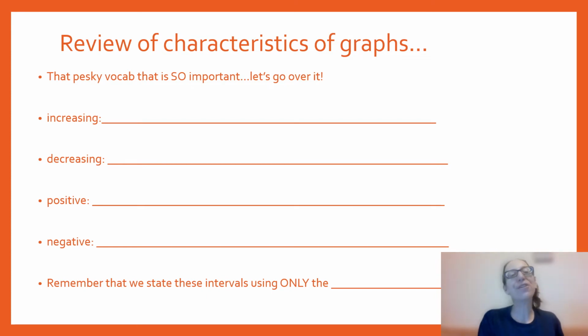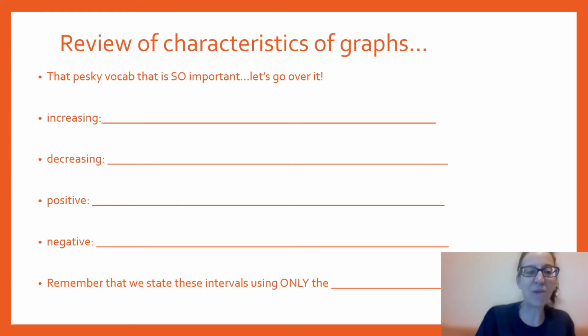All right, so now we're going to review the characteristics of graphs. And I wrote in there that pesky vocab that is so important, because if you are just trying to memorize how you're supposed to answer certain questions, you will eventually forget it. So you need to know, what are you looking for when you are asked, where is the function increasing or where is the function decreasing? Where is it positive? Where is it negative? So it's pesky, but it's super, super important. So let's go over it and make sure that we are all on the same page with what these words mean.